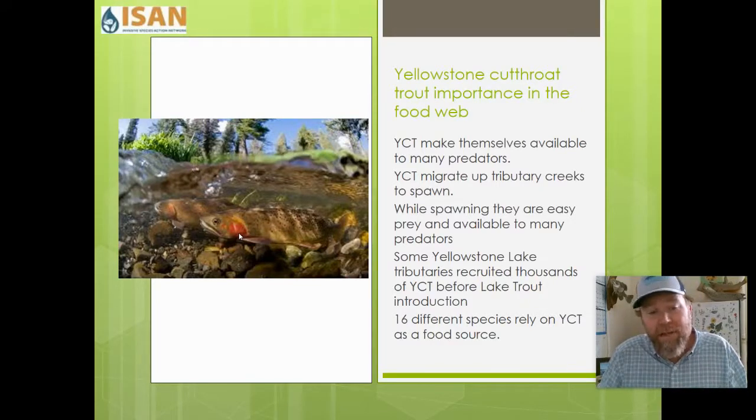And the different species that have been preying on these fish have been doing so for thousands and thousands of years. And they've been teaching their young how to do it. And over the last 20 years or so, it's become a struggle for that food source, within an environment where every calorie consumed is very important to survival. 16 different species of animal and bird rely on Yellowstone cutthroat trout as a food source.